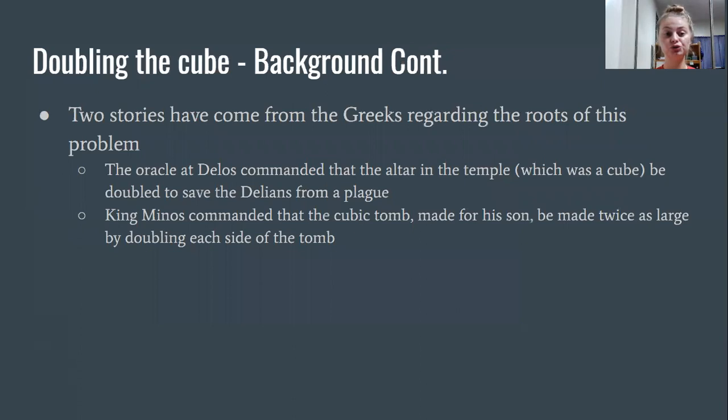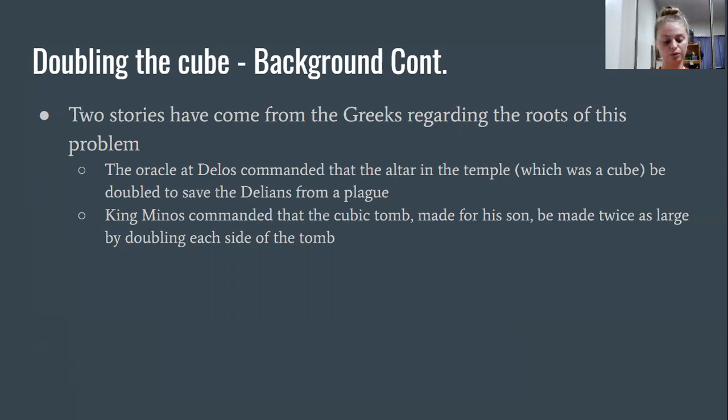And there are actually two stories that come from the Greeks regarding the origin of this problem. The first is the oracle at Delos. The oracle at Delos commanded that an altar in the temple, an altar that was a cube, be doubled in order to save the Delians from a plague. However, they failed to solve this problem because, as we will learn, it's impossible to solve. And because of this, the plague continued. So that is one of the origins of doubling a cube.